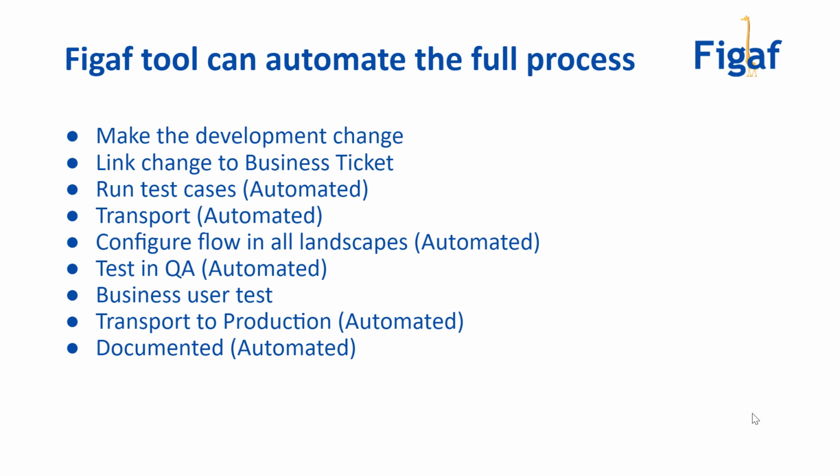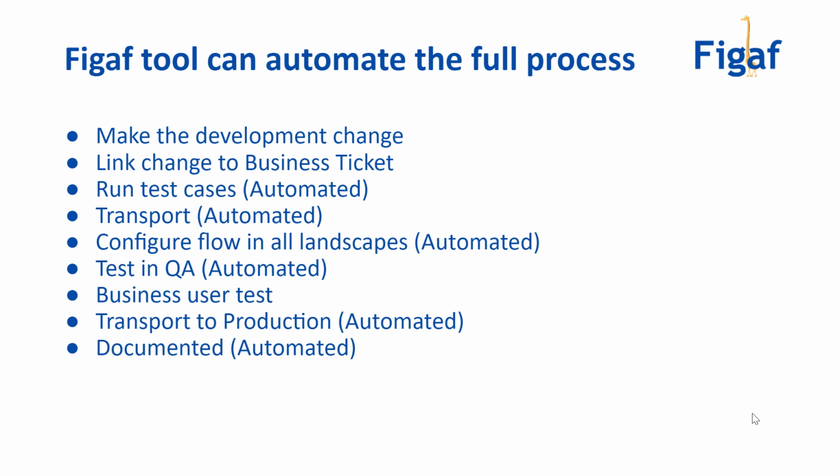With the Figaf tool, we have tried to automate all these different steps. So obviously you'd still need to create the development, figure out what part of the message mapping, what kind of communication channel do we need to fix. Then you'd need to link this change to a business ticket, and then most of the process can be automated. You can run all the different test cases that you already have, and you can see if they're producing the expected results. You can update these test cases based on the new criteria.